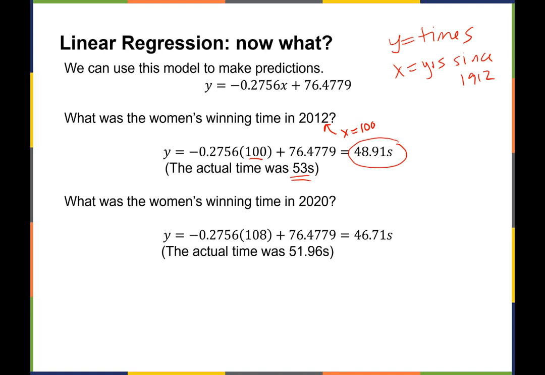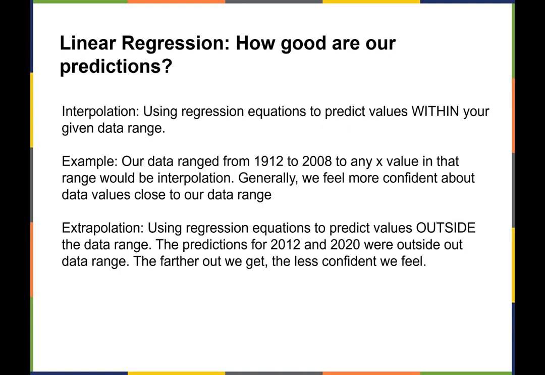I looked it up. We could do this again if we wanted to predict what the winning time was in 2020 by plugging in 108. 2020 is 108 years since 1912. Plug that in and we get 46.71 seconds. The actual time that year was 51.96 seconds. So how good are these predictions that we're making?